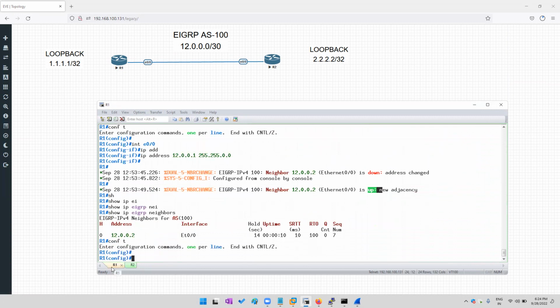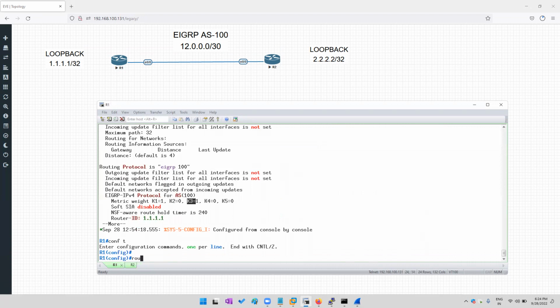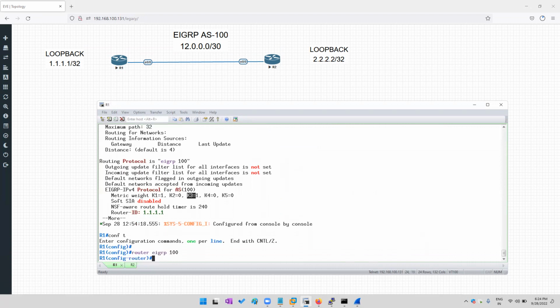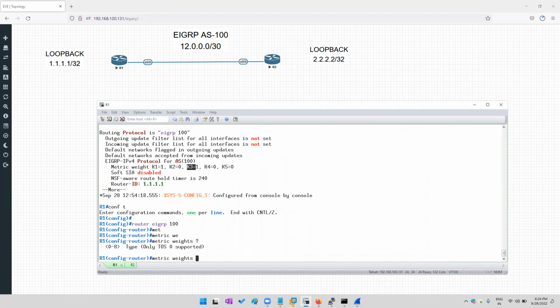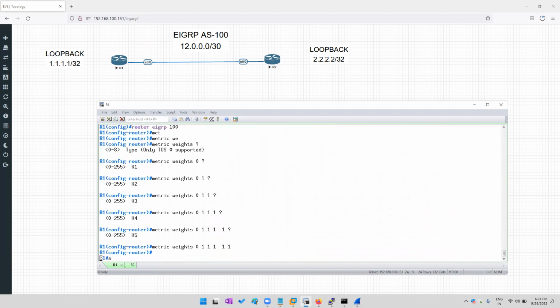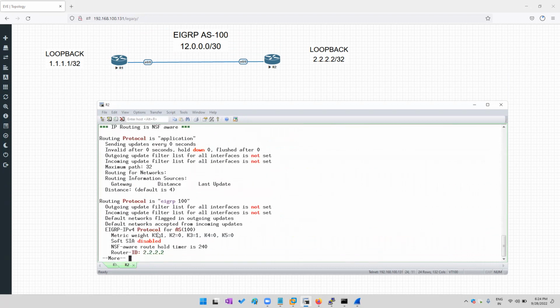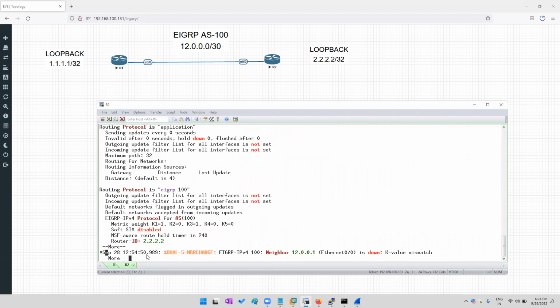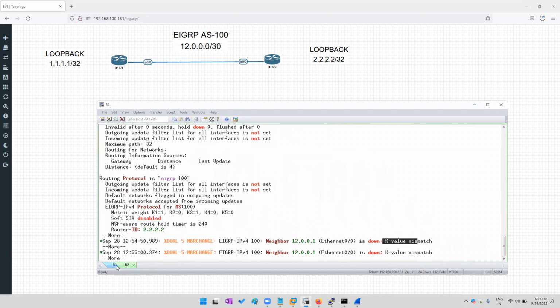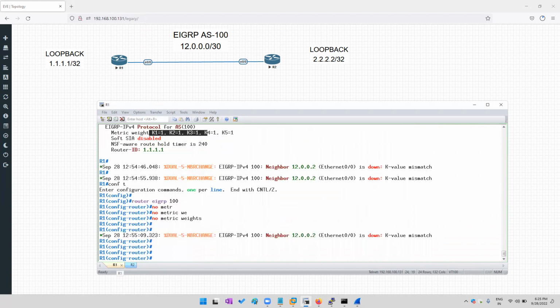Clear? But if I go to the R1 side, run show IP protocols and verify the K values, only K1 and K3 are enabled. If I say router EIGRP 100 and metric weight with type of service 0, and set K1 is 1, K2 is 1, K3 is 1, K4 is 1, K5 is 1, then all K values are enabled. Clear? But right now on the R2 side, show IP protocols: only K1 and K3 are enabled. Right now R2 shows some logs: neighborship is down. Why? K values mismatch. Clear? So how do we fix the mismatch? We already did this. Again I will set the same K values with no metric weight.